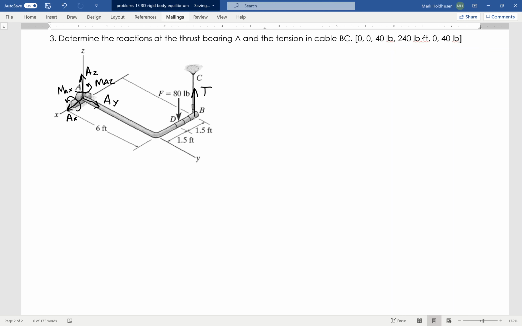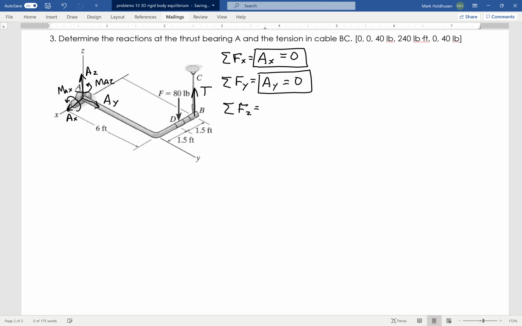So all my forces are really easy. I don't need to write any force in Cartesian form. So let's just start summing our forces in the x, y, and z direction. In the x direction, I have AX. End of story. Equals 0. So I hope they're all this easy. I don't think they will be. In the y direction, I have AY. Also 0. Wow. This is where my luck changes.